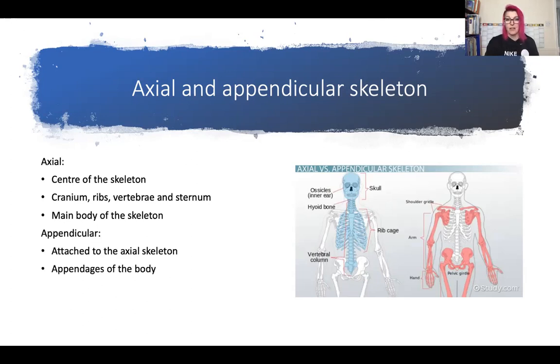And then your appendicular is everything that's literally attached to that. So from the collarbone to the scapula to the arms, the legs, the pelvic girdle. So everything attached to the axial is your appendicular. So make a note of that, because there will be a task at the end as per normal. And then we're looking at those functions.